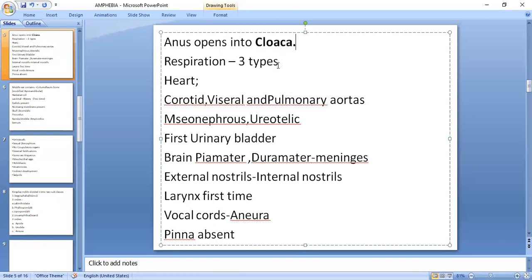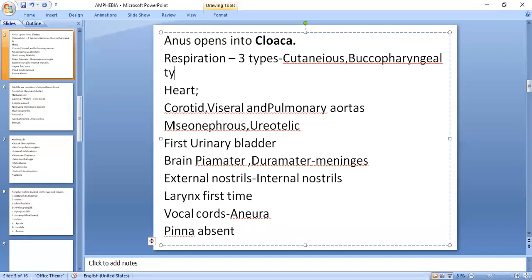And the respiration is of three types. One is cutaneous respiration, buccopharyngeal type respiration, and pulmonary respiration.